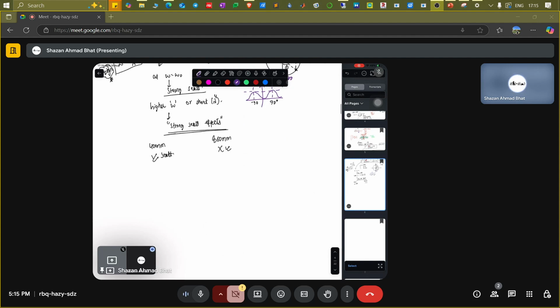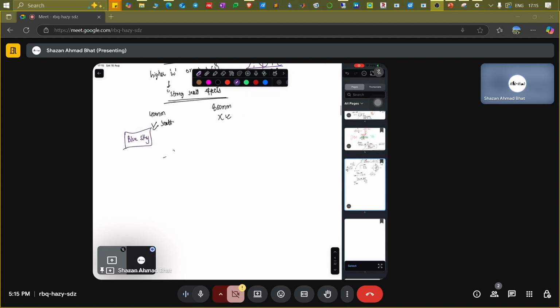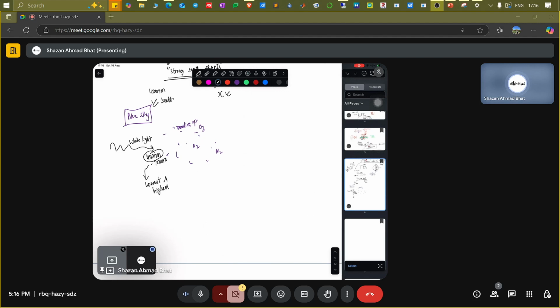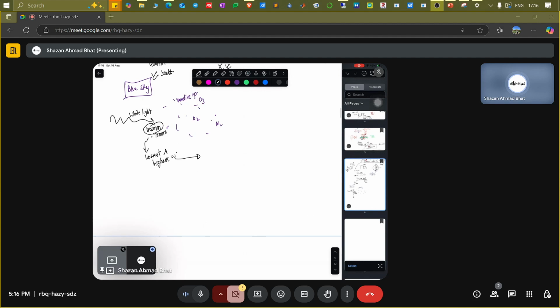Now one more interesting point is about the blue sky. Why does the sky appear blue? You know that there are different gas molecules. Let's say there are some ozone molecules, there is O2, there is nitrogen, there are other reactive species in the atmosphere. And once the white light comes in, the wavelengths range from 400 nanometers to 700 nanometers. So 400 nanometers is the lowest wavelength, which means it's the highest frequency. So it's going to scatter the most.